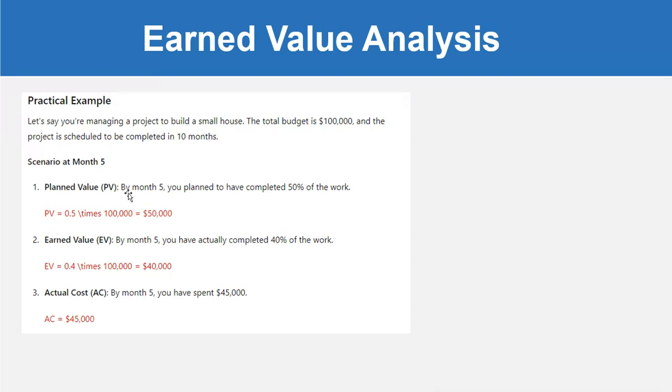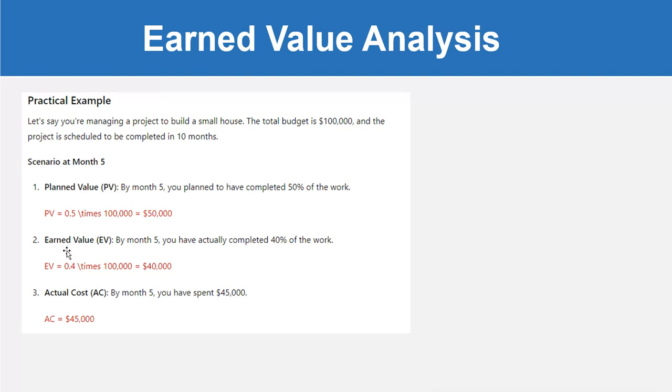So planned value PV, by month 5 you plan to have completed 50%. Why? Because 10 months is the total duration. So if you are standing at 5 months, the project should be 50% complete. So PV is equal to 0.5 times 100K. So it will be $50K.